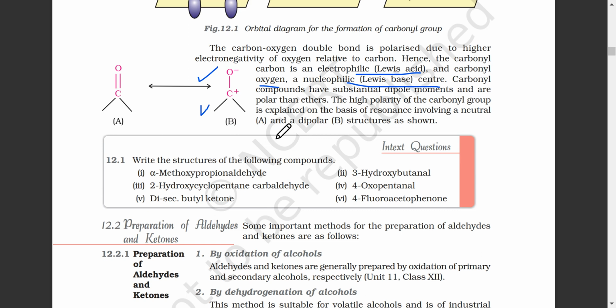Carbonyl compounds have substantial dipole moments and are more polar than the ethers. फाइन, ईथर से ज्यादा पोलर होते हैं. The high polarity of the carbonyl group is explained on the basis of resonance involving a neutral and a dipolar structure as shown. Since there is resonance, there are resonating structures. You can see A and B. So resonance stabilized hai. As a result, polarity zyada hoga as compared to others.